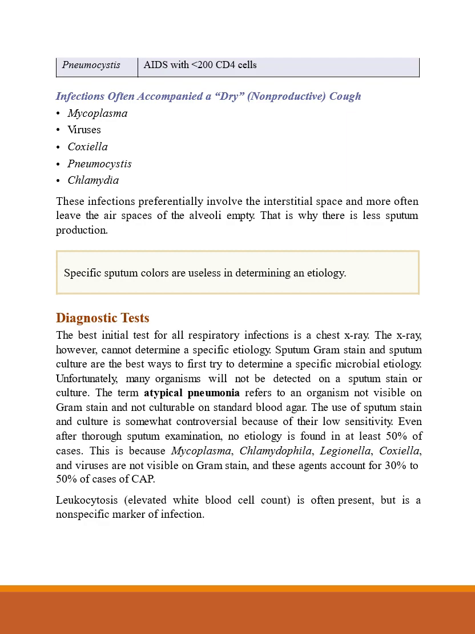Basically, even after thorough sputum examination, no etiology is found in about 50% of the cases. This is because Mycoplasma, Chlamydia, Legionella, Coxiella, and the viruses are not visible by Gram stain, and this is about 50% of the cases of CAP. And as we know, we can find leukocytosis or an elevated white blood count often presented in these cases, but this is not specific. Let's go to the next slide.